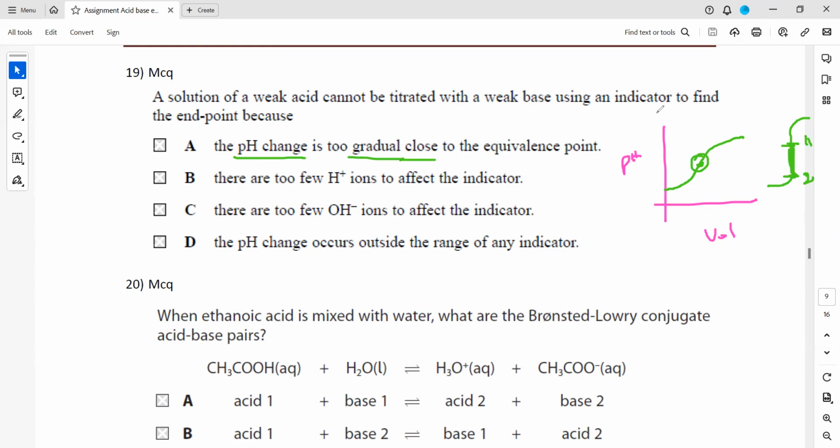But when we use a weak acid and weak alkali, the change in the pH is too gradual close to the equivalence point. That's why it is difficult to use any specific indicator, or we don't have a vertical part. So A is the right answer. There are too few hydrogen ions, in fact, that's not correct. Hydroxide also not correct. pH change occur outside the range. So we cannot even have an indicator which shows a very small range, because indicators also have a specific range. So we don't find any indicator for a vertical portion, as there is no vertical portion for the weak acid and weak alkali types.